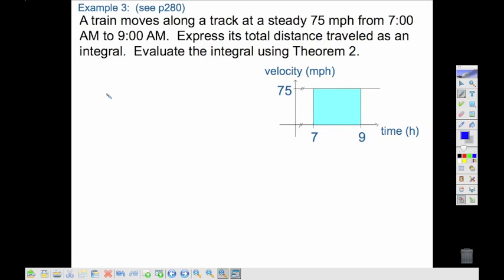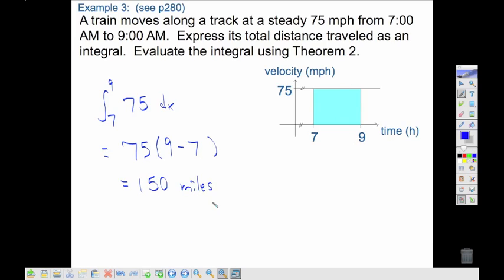So here's an example. To make an integral out of this, we're going from 7 to 9. Our function is a constant here, the line y equals 75. So we just write it as 75 dx. To work that out then, since it's a constant, we would take that constant times 9 minus 7, which gives us 150. We would then look at our units here, which would be in miles.